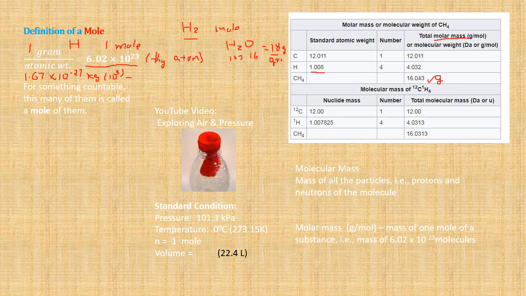Here is another example. I don't want to go into it. You have CH4, and what if you have carbon-13 methane? It would be C13, not C12. You do the same, but the molar mass will be different. So that's the idea of molar or molecular weight, or molar mass, and what their relation is.